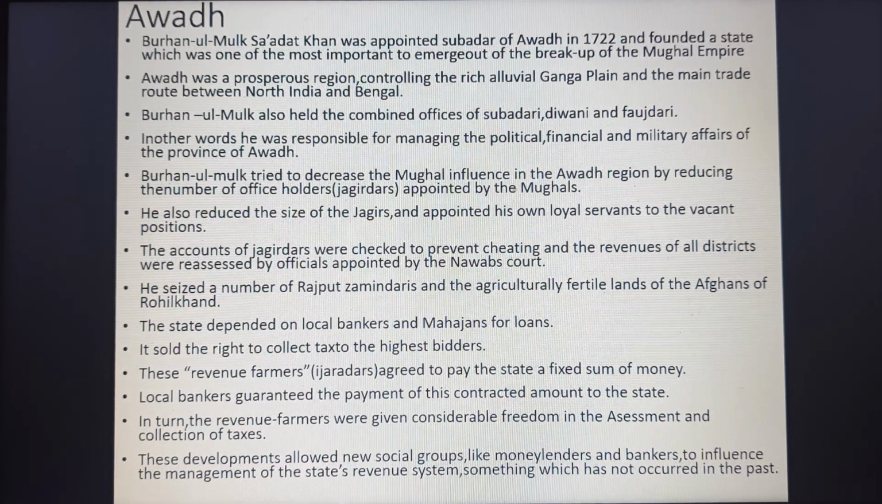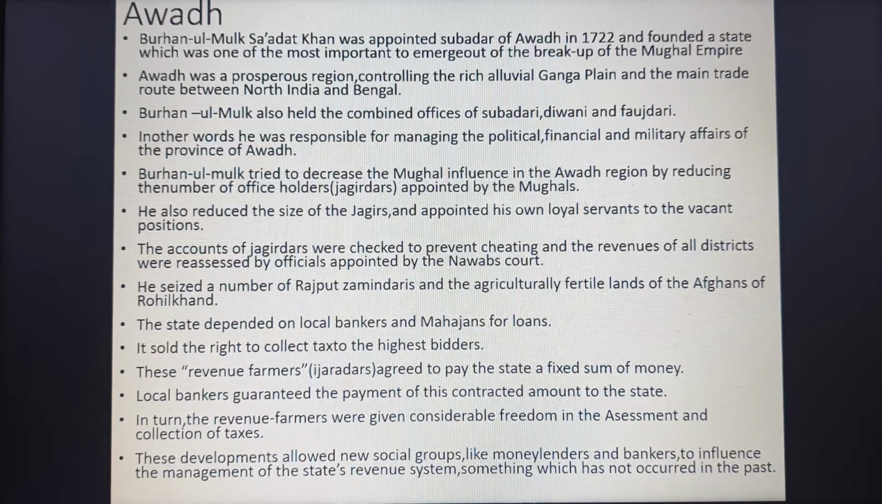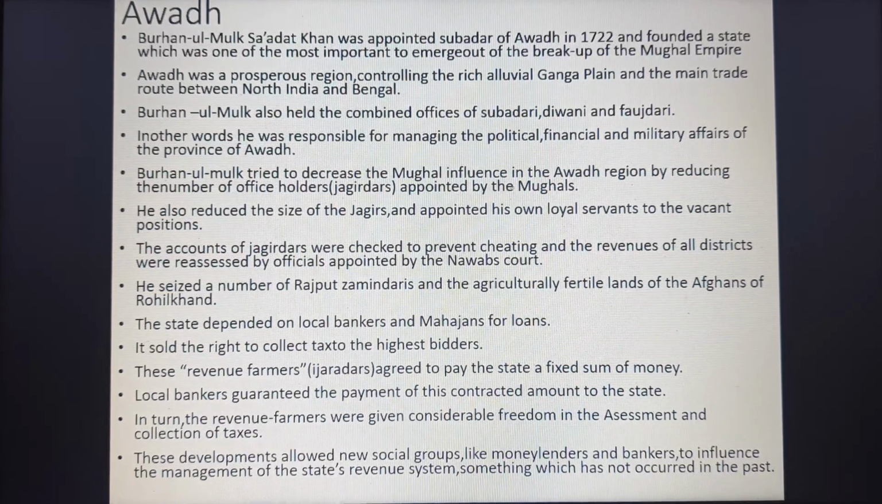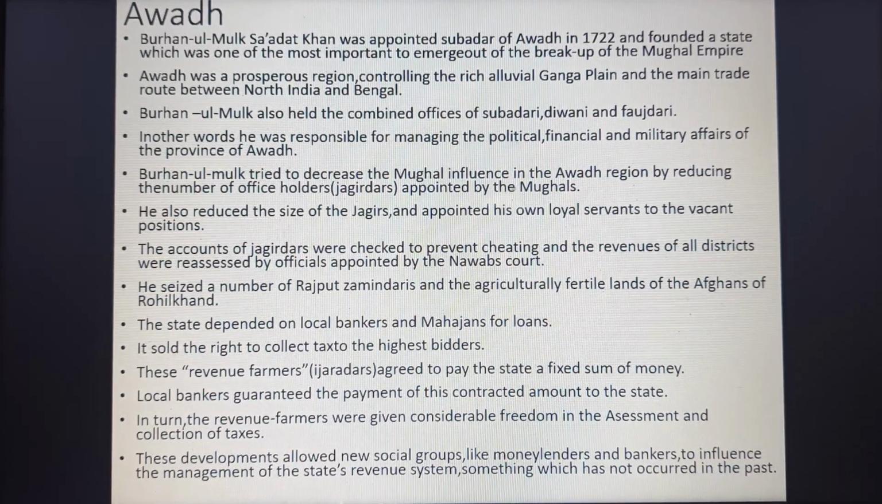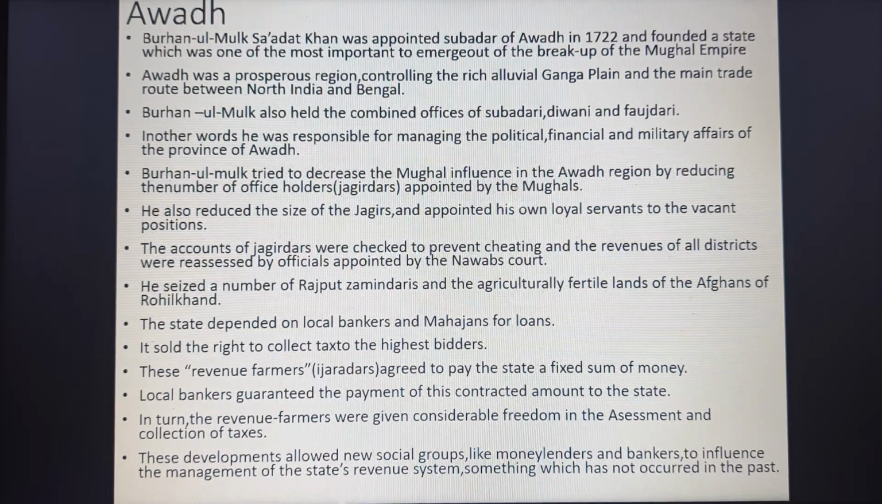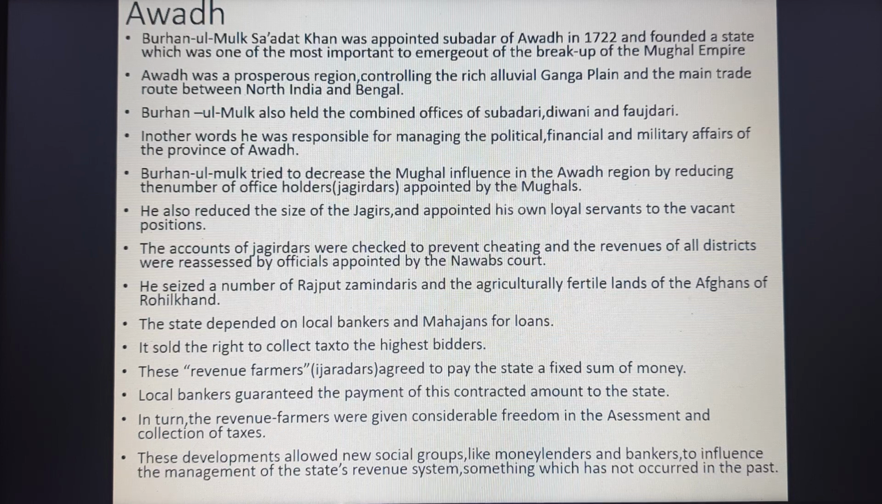Burhanul Mulk tried to decrease the Mughal influence in the Awadh region by reducing the number of office holders, Jagirdars, appointed by the Mughals. Now he was not under the Mughal control, so the Jagirdars who were there, he sent them to different places, to Orissa and other places, and he told them there was no need to look after this, a limited number of people would look after these things, and the Mughal officers who had come may go back to Delhi again.